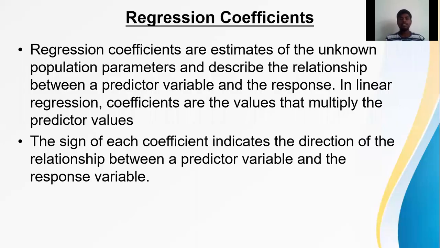Here, first of all, regression coefficient. Regression coefficients are estimates of the unknown population parameters and describe the relationship between the predictor variable and the response. In regression, the coefficients are the values that multiply the predictor values. The sign of each coefficient indicates the direction of the relationship between a predictor variable and a response variable.